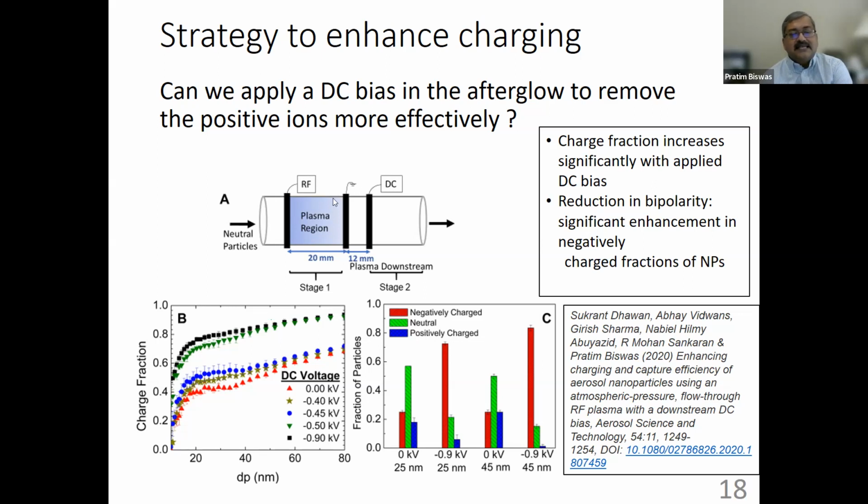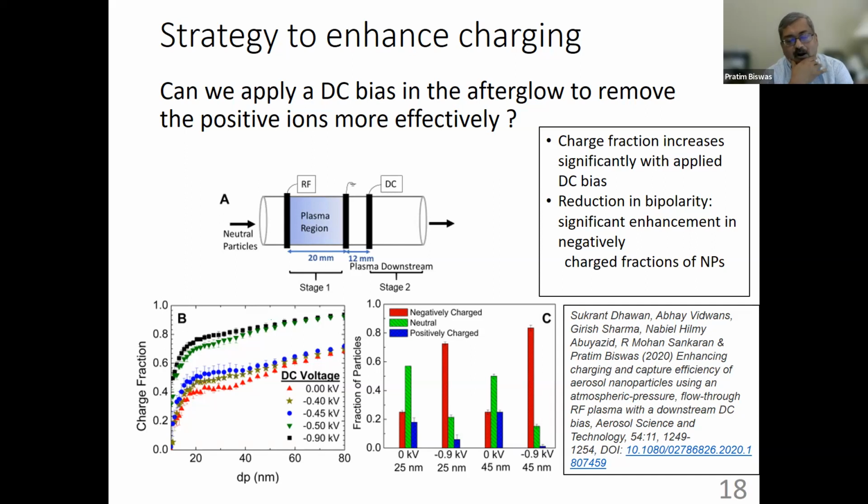And as you can see, there's again the plasma region. It's an RF plasma, but after this ground electrode, we put in a DC voltage, a DC bias. And of course, I can put a positive bias or a negative bias. And it's a negative bias that works efficiently. And this is the subject of the Aerosol Science and Technology paper.